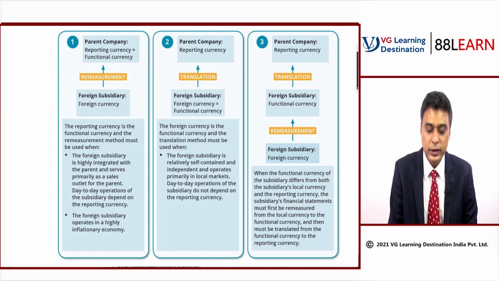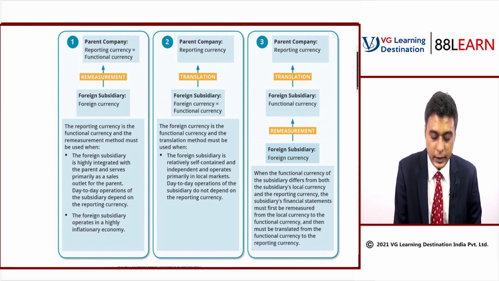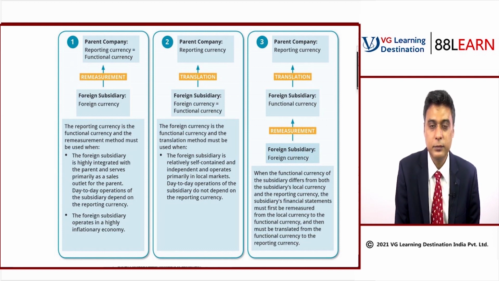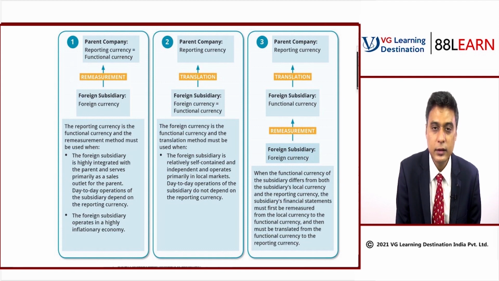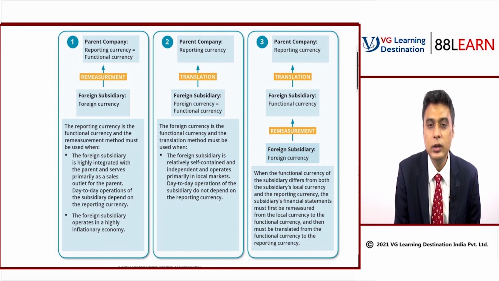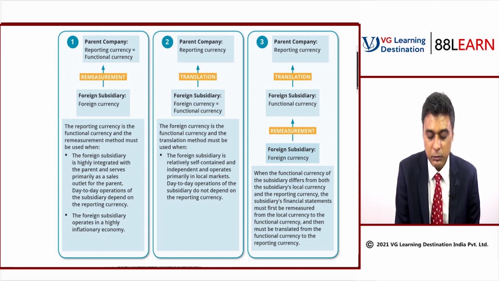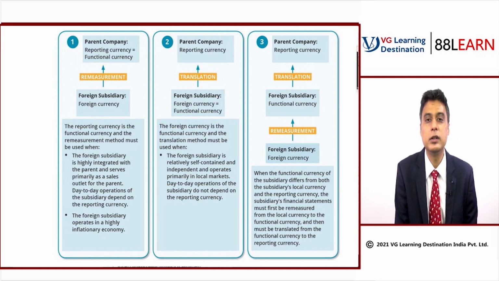Okay, so before we go to the rules, here is a quick summary of what we have already discussed. If you look here where I am pointing my cursor, foreign subsidiary, foreign currency. I'm on the first box to the left of the page, and the arrow is going upwards. That means we are going from foreign currency, which is the local currency of that foreign country, to the functional currency using what? The remeasurement method. And in this first box, it says that the reporting currency is equal to the functional currency.